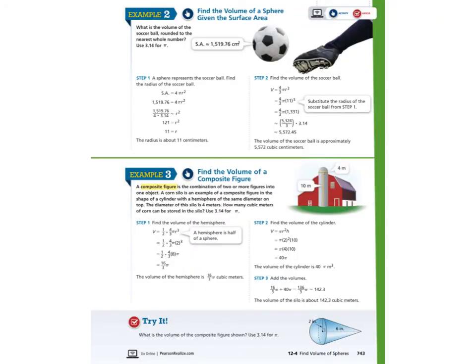Just as in the previous lesson, examples 2 and 3 are more application questions that require multiple steps and multiple formulas in order to solve them, such as using surface area to find the radius of a ball or of a sphere, and then using that radius measure to find the volume. We're going to go ahead and skip these 2 examples and go to a couple of practice problems just to try out your use of the formula.